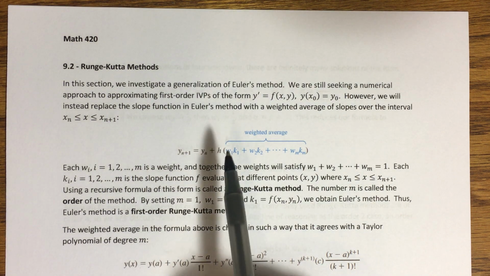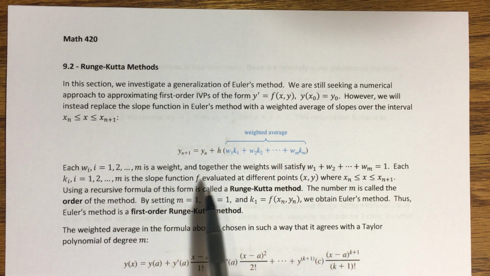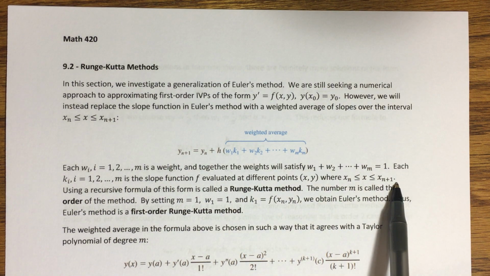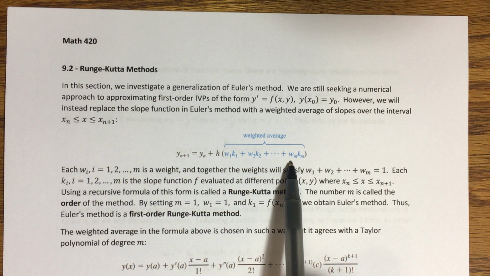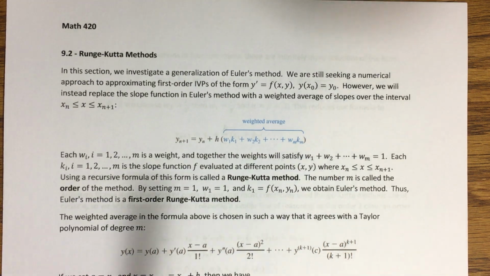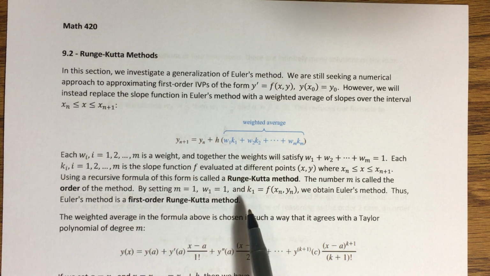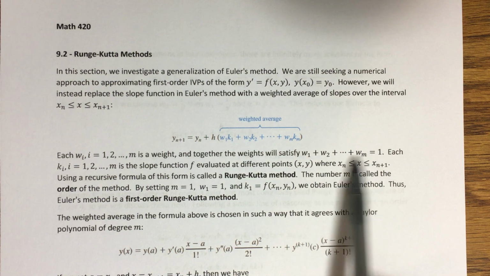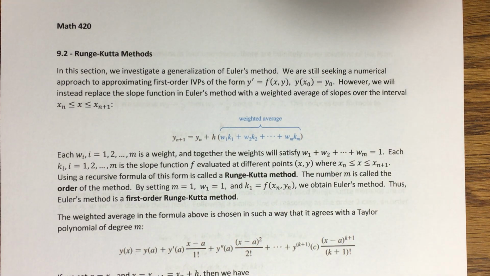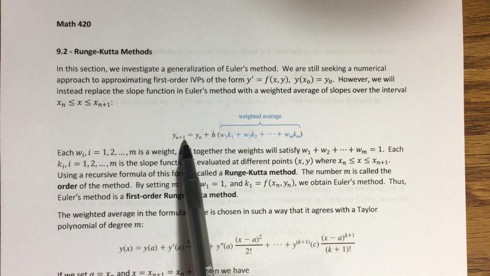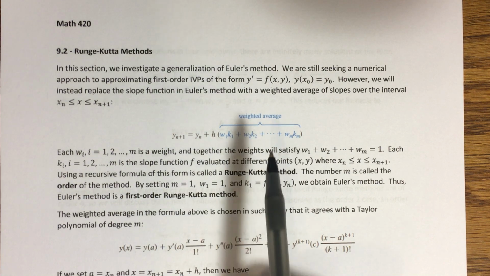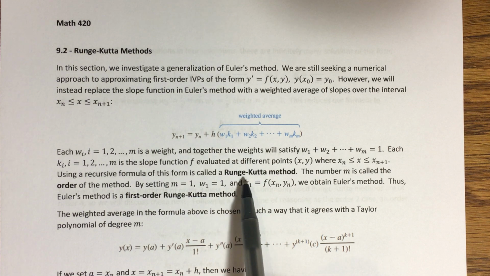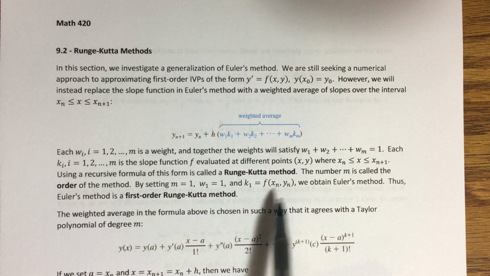So the k1 through km, like we said, are specific slopes for a selection of points between x n and x n plus 1. And the weights, w1 through wm, if you've worked with weighted averages before, are some set of non-negative numbers that sum to 1. That requirement is necessary for it to be a weighted average. They can't just be any numbers. Okay? If we use a recursive formula that takes this form, the numerical method that's based on this is called a Runge-Kutta method. That's pronounced Runge.